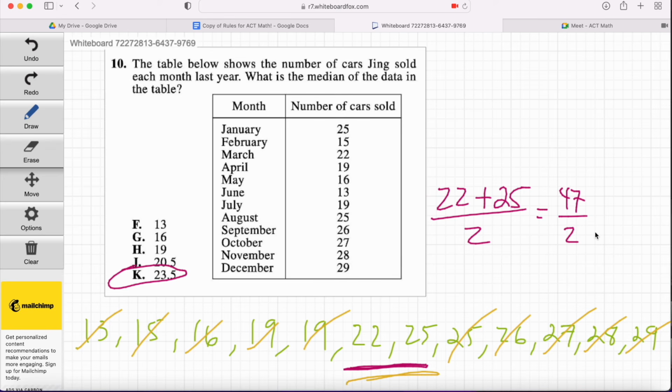A classic mistake a lot of students make on a question like this is to just find the middle one in the set. 13 kind of looks like it's in the middle, answer choice F. No, that's wrong. That's the smallest number. Don't pick the smallest if we're talking about median. You've got to arrange them from lowest to highest. Any questions about that?